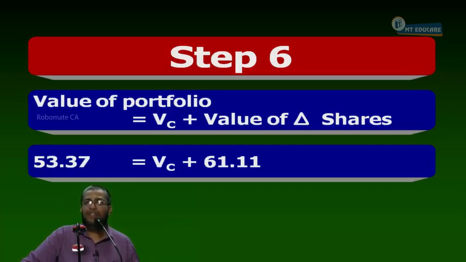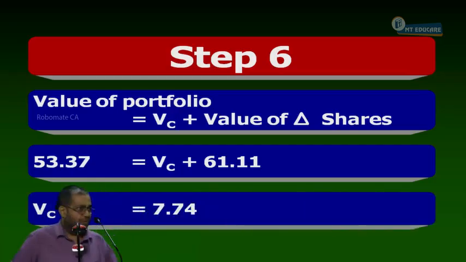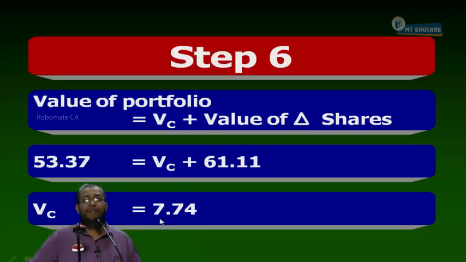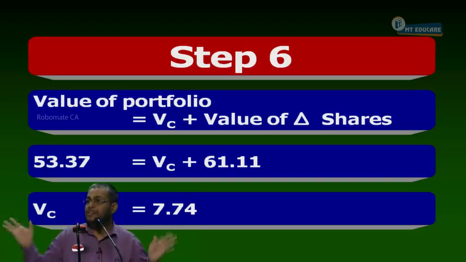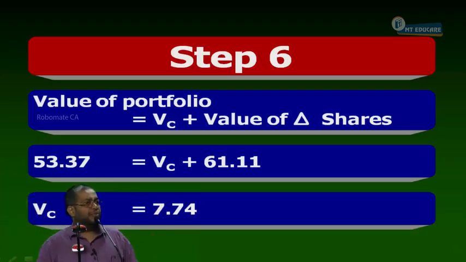Knock it off. What is the value of the call? 7.74. Value of the call is equal to 7.74. You may get a minus sign, but don't write minus. Write it as 7.74. The meaning of minus will be discussed in the next class. So what should be the right premium for the call option? 7.74.